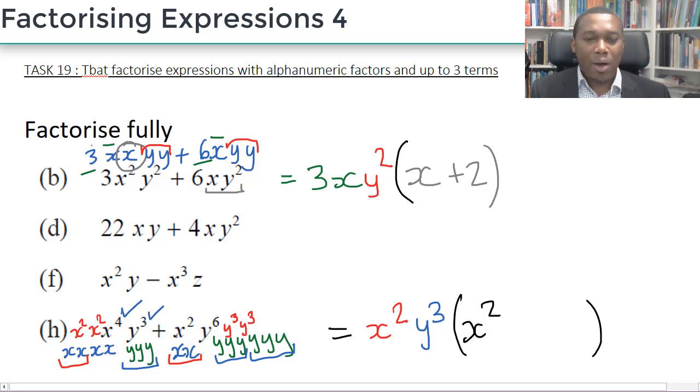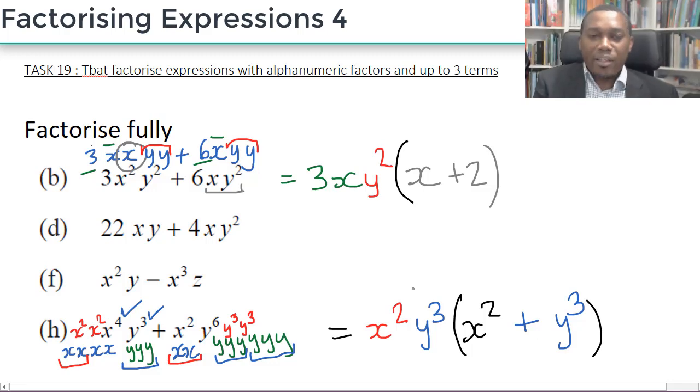Now I move on to the second term, x squared y to the power 6. It's positive, so I put the positive. X squared is already there, so I don't need it inside the bracket, I already have it outside. I needed y to the power 6. I have y cubed, which means I need 3 more y's. I need another y cubed. So outside of the bracket is x squared y cubed, inside the bracket, x squared plus y cubed. That is your solution. And throughout, it's taking that systematic approach that we're doing for these.